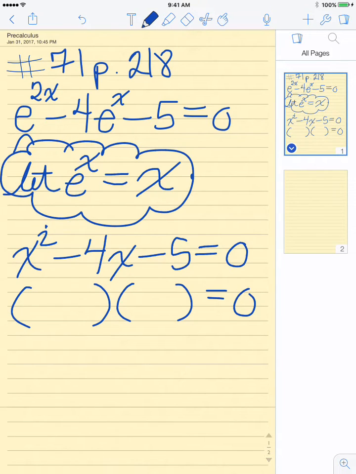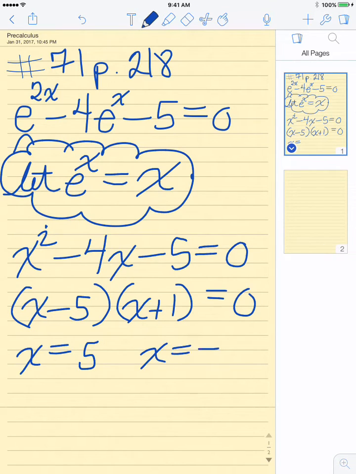And what are the factors of x squared? X and x. What are the factors of negative 5 that add up to negative 4? That's negative 5 and positive 1. And now I'm going to solve for x. X has two solutions. X equals positive 5 and x equals negative 1.